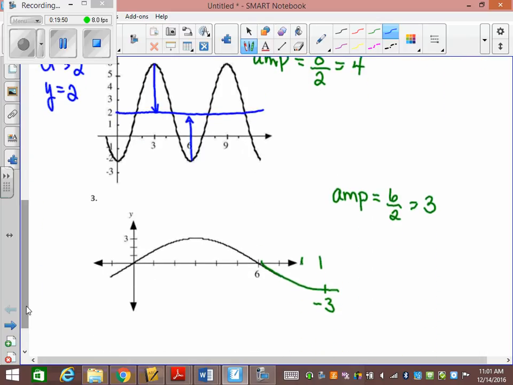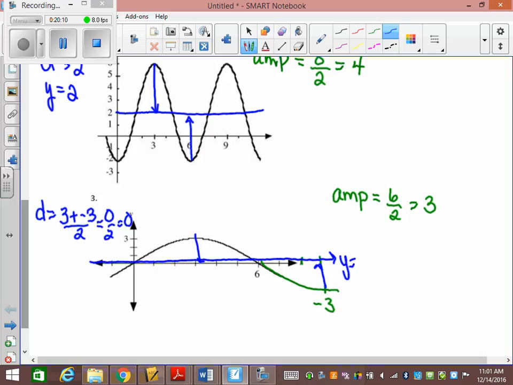Okay, so D equals 3 plus negative 3 divided by 2, which is 0 divided by 2, which is 0. Or I could say, hey, I'm going to count down 3. I'm going to count up 3. And they meet at the midline, which is y equals 0.